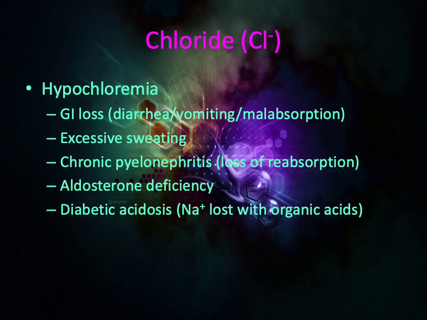Hypokalemia can be caused by GI loss, such as diarrhea, vomiting, and malabsorption, excessive sweating, chronic pyelonephritis due to lack of reabsorption, aldosterone deficiency, and diabetic acidosis, as sodium is lost with organic acids.